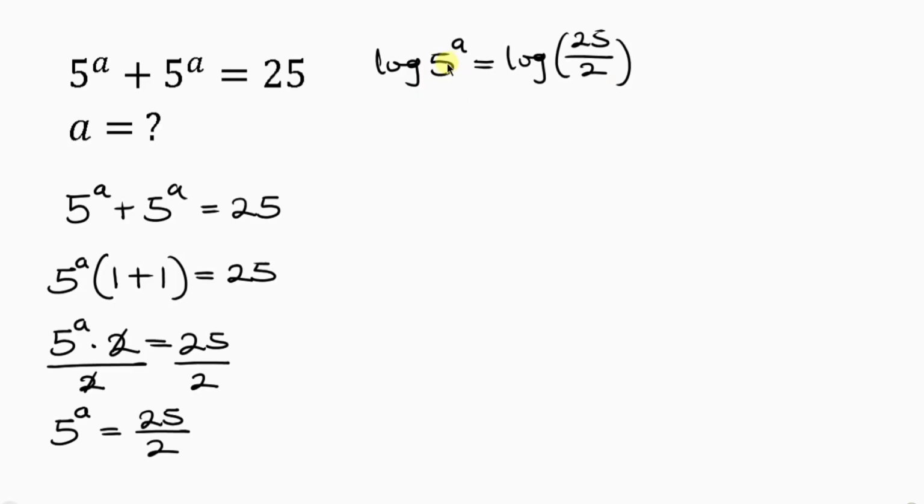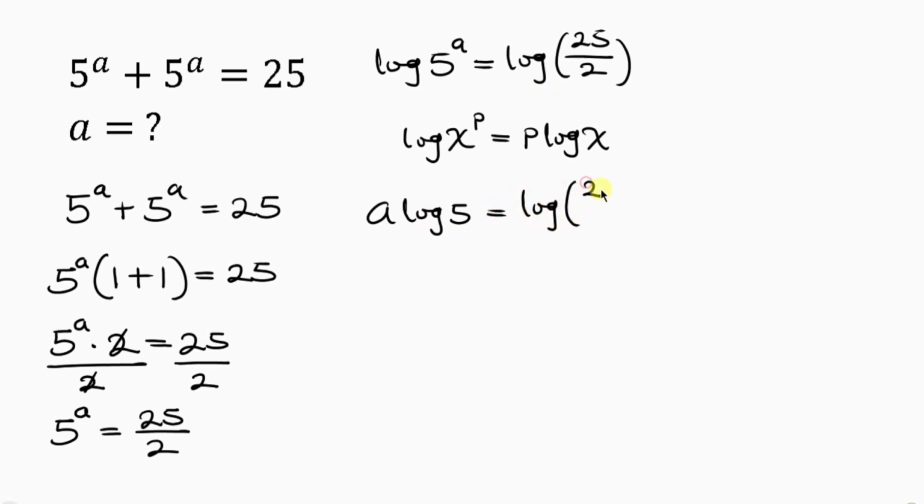Now, since the number on the left hand side is carrying a power, we're going to be applying the power law of logarithm that says when I have the log of x to the power of p, this can be written as p times log x. Now let's apply this to what we have here. So that means this expression can now be written as a log 5. And this is equal to log of 25 all over 2.